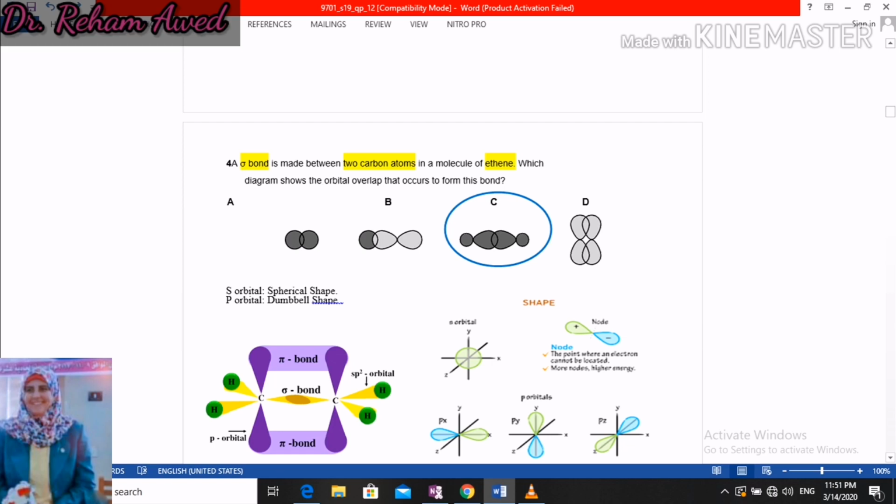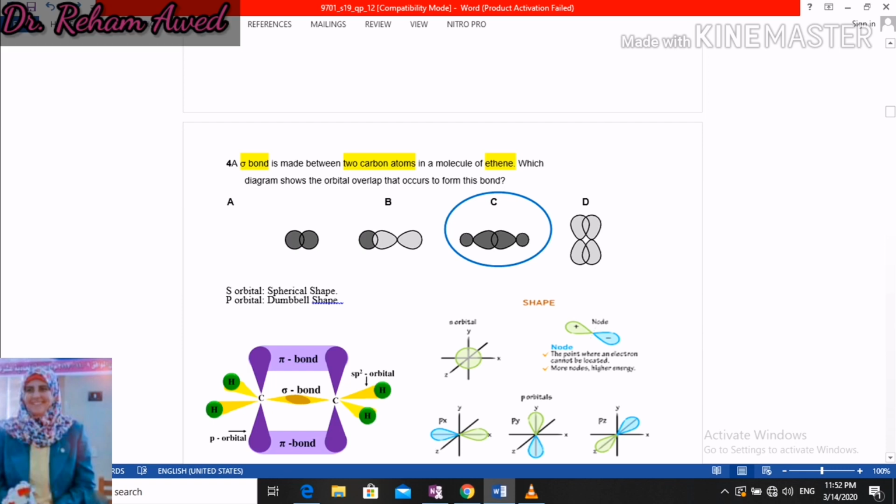The first bond is the sigma bond between the carbon atoms. The second type of bond is the pi bond between the carbon atoms. If we talk about a sigma bond, we are talking about head-by-head overlap of orbitals. But if we talk about a pi bond, we are talking about side-by-side overlapping.